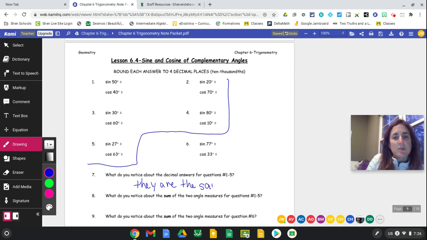So all of your decimals should come out to be the same number. So for example, the sine of 30 is 0.5, and the cosine of 60 is 0.5.